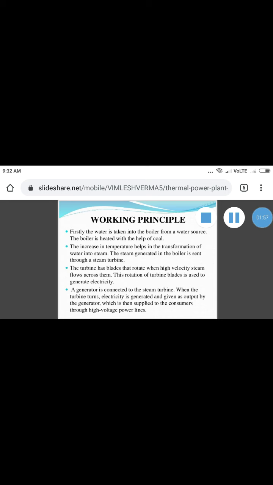A generator is connected to the steam turbine. When the turbine turns, electricity is generated and given as output by the generator, which is then supplied to the consumers through high voltage power lines. So this is a general layout of thermal power plant.